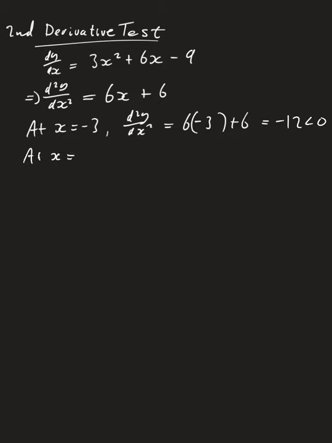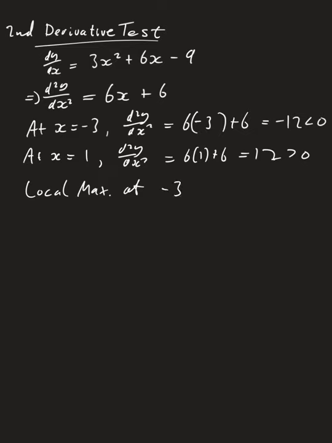At x equal to 1, the second derivative is 6 times 1 plus 6, which is 12. That's greater than 0, so that's going to be a local minimum. Since I only have two stationary points, that's all of the maxima, minima and points of inflection. So I have a local max at the point minus 3, 32, and a local min at the point 1, 0. There are no other stationary points, so there are no other local maxima, minima or points of inflection.